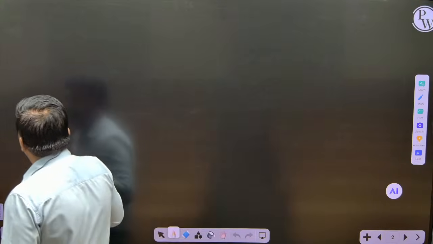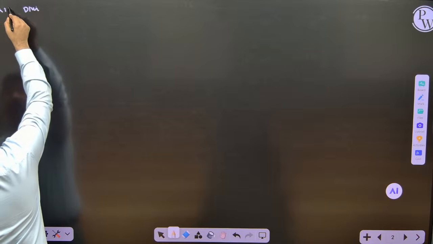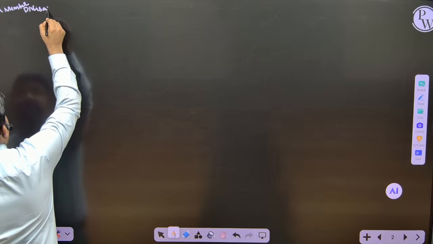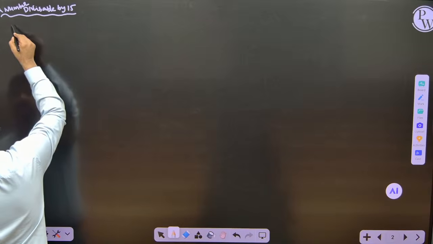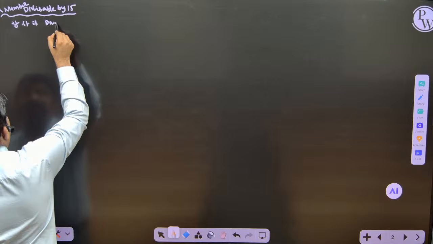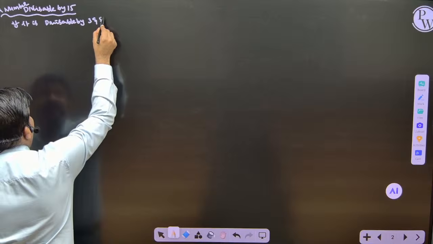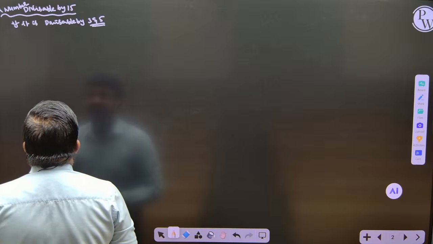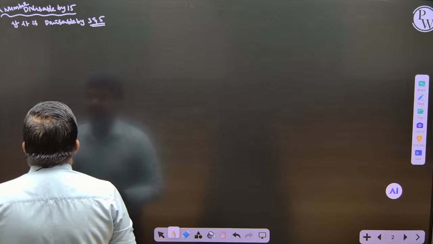Next one is when the number is divisible by 15. A number is divisible by 15 if it is divisible by 3 and 5. If any number is divisible by 3 and 5, then the number is divisible by 15.